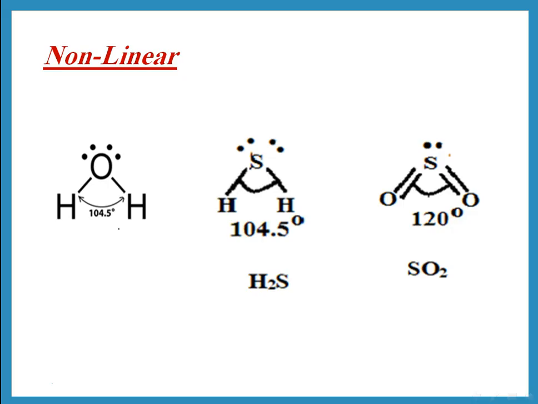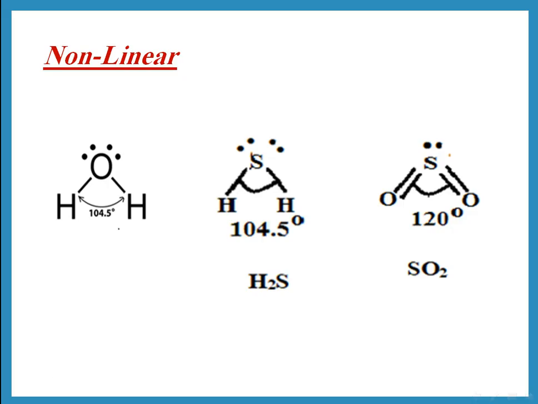The same with H2S, because sulfur is also in group 6. It's going to make 2 bonds with the hydrogen, so it has 2 lone pairs of electrons. These need space. These repel the bonding pairs of electrons, and the bond angle is 104.5.